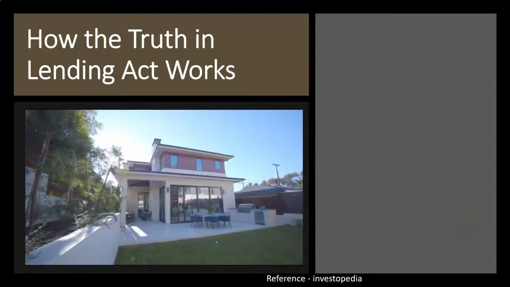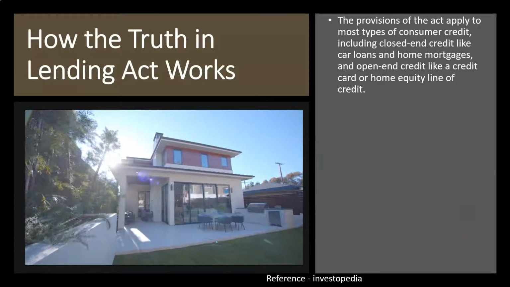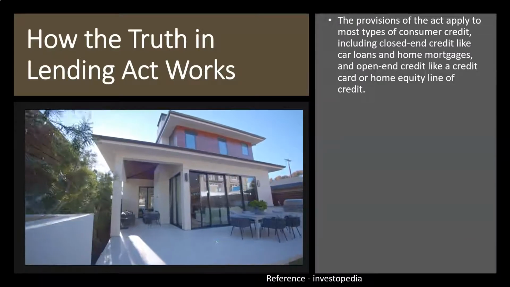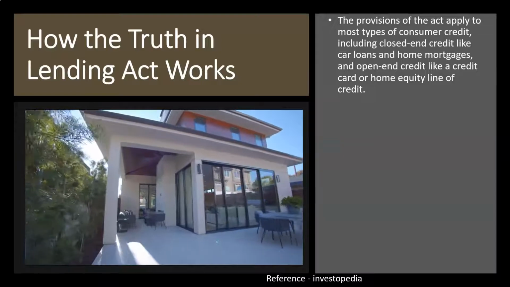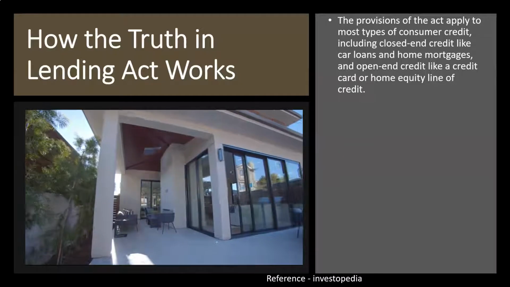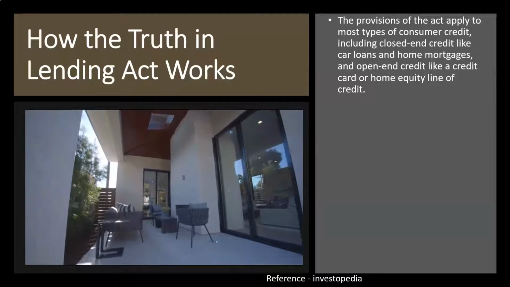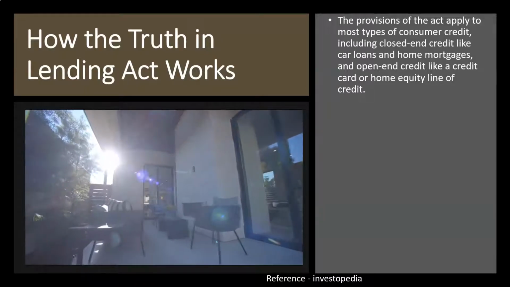So, how the Truth in Lending Act works: the provisions of the Act apply to most types of consumer credit, including closed-end credit like car loans and home mortgages, and open-end credit like credit cards and home equity lines of credit. So, when you're looking at this act, it's going to be broadly applicable.